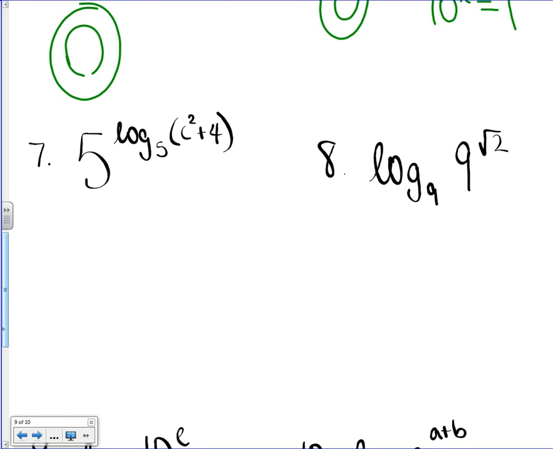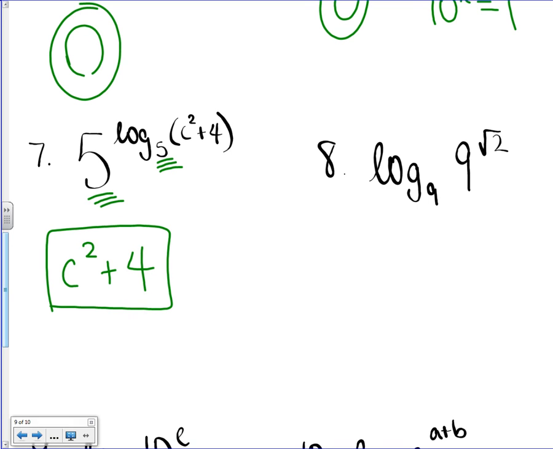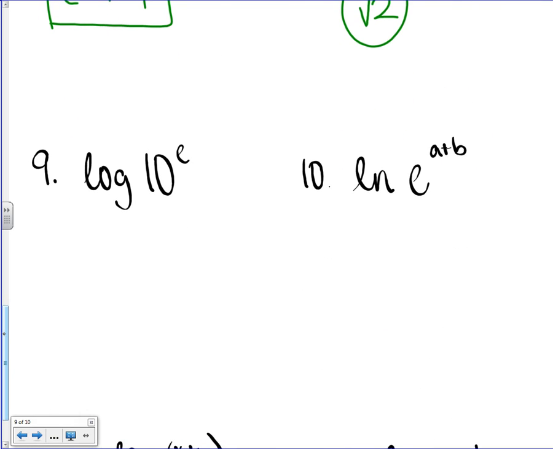Number 7 looks like property number 4 again. We have a base of 5. We have a log base of 5. So they will eliminate each other, and all you're left with is what you're taking the log of. Okay. Same idea, number 8. My log base is the same as my base that we're taking the log of. So they will eliminate each other, and you will be left with radical 2. Now, folks, you can do these algebraically if you want and set them up in exponential form, or you can just know your properties. Remember, if there's no base given, it is base 10, and here we'll only be left with e.